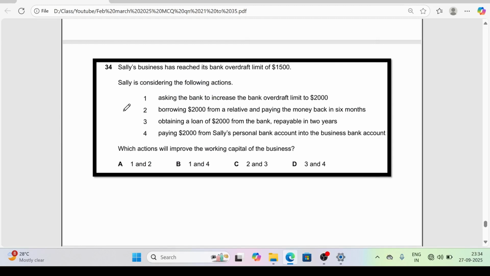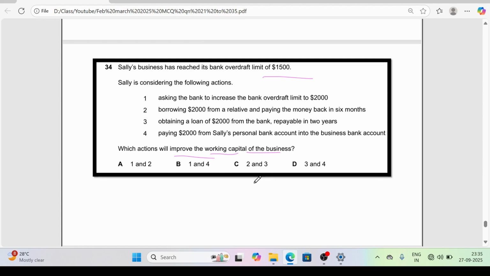Let's move to question number 34. Sally's business has reached its bank overdraft limit of 1500. Sally is considering the following actions. Option 1, asking the bank to increase the bank overdraft limit by 2000. Option 2, borrowing $2000 from a relative and paying the money back in 6 months. Option 3, obtaining a loan of $2000 from the bank repayable in 2 years. Option 4, paying $2000 from Sally's personal bank account into the business bank account. Which action will improve the working capital of the business? Option 1 and 2, option 1 and 4, option 2 and 3, or option 3 and 4.